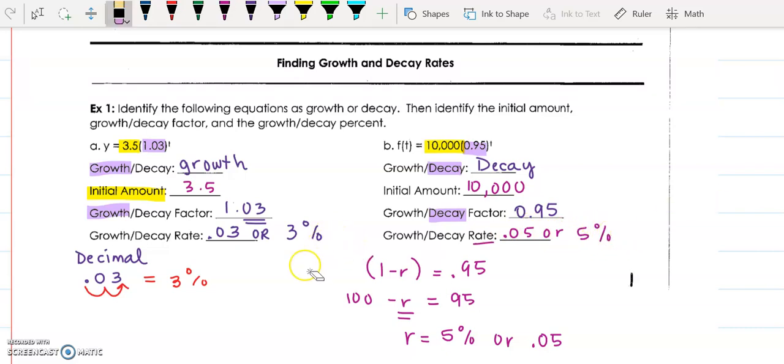Turn the page and try example 1, C and D on your own. Then proceed to the next video.